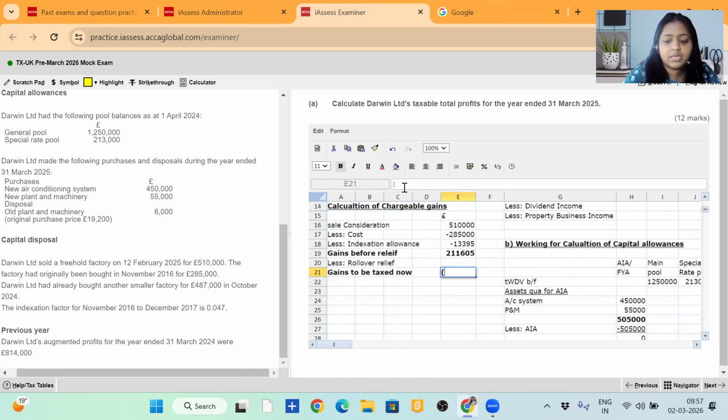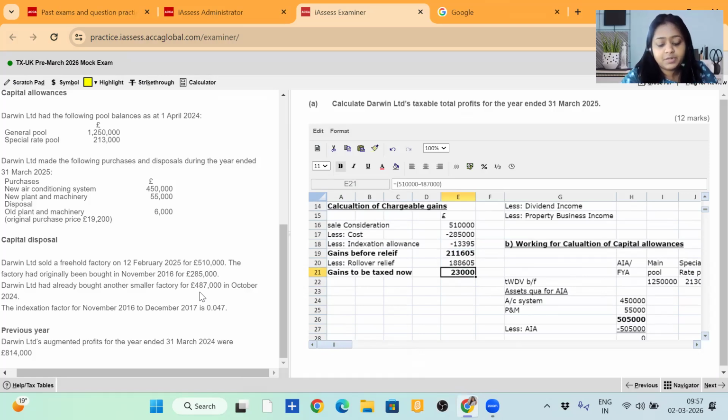So what is the amount that has not been reinvested? Please see, the proceeds are 510,000 and we have just reinvested 487,000. So 510,000 less 487,000 will be the amount of gain that you will be taxing now. Clear? Because this amount has not been reinvested. Simple rule that we have always been following. The remaining amount of the gain is to be rolled over, which is 188,605.